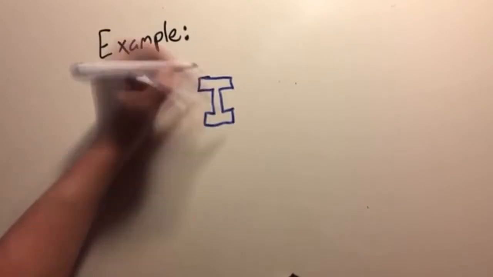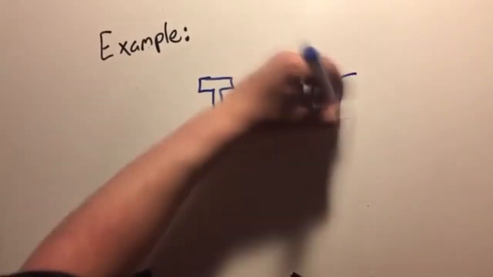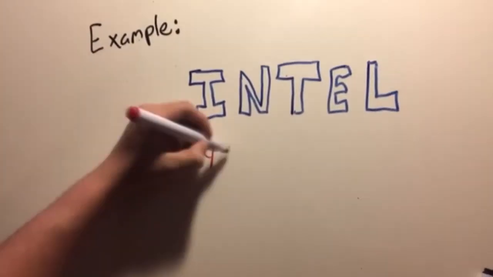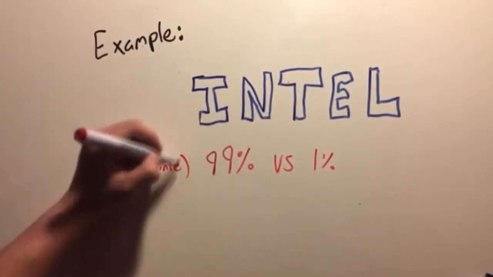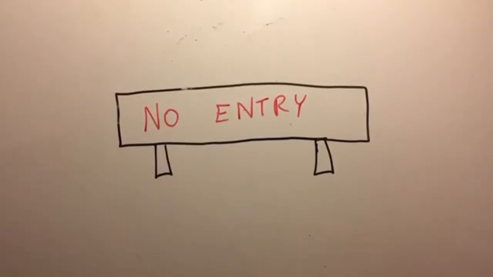An example of a monopoly is Intel. Intel controls 99% of computer server chips according to IDC. This means they're able to control the price of products and also control entry into the market itself.